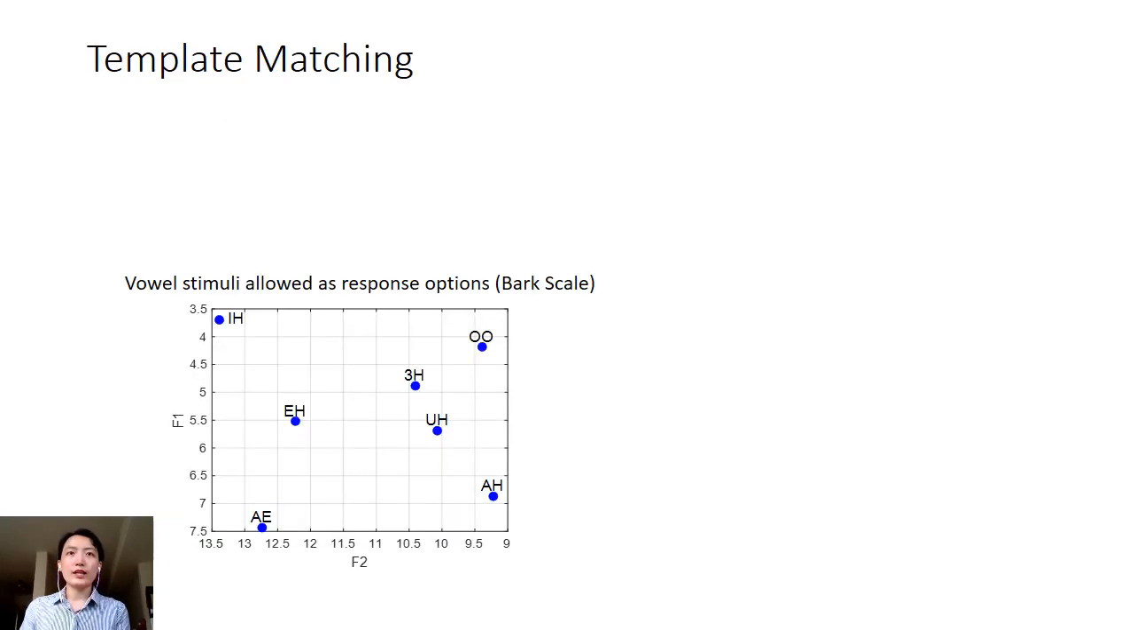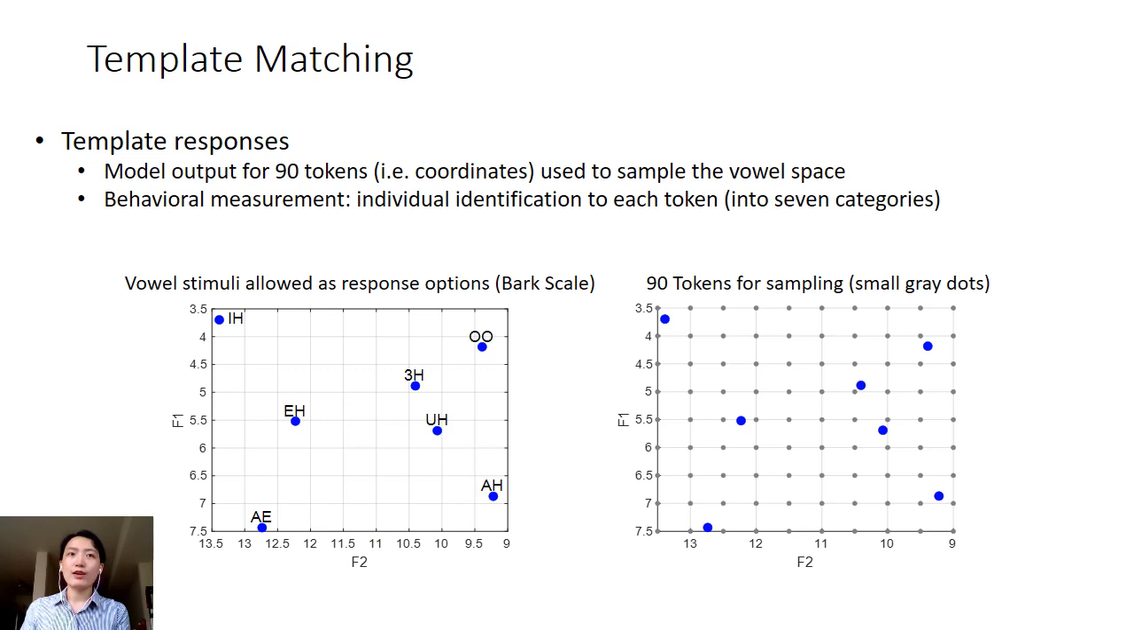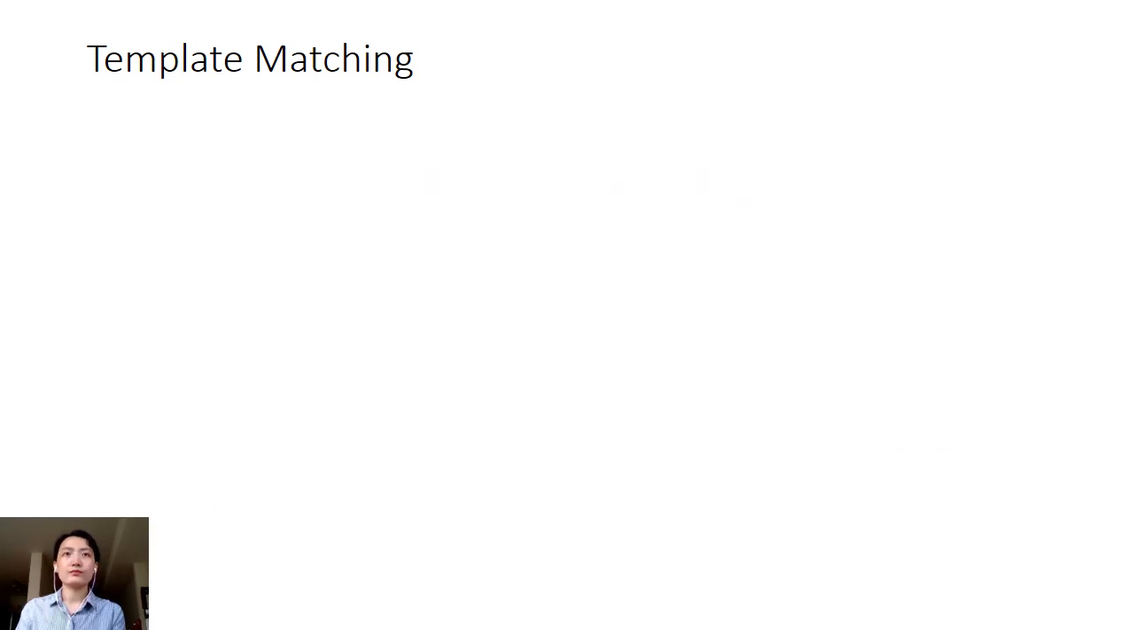I'll use the vowel space again to remind you of the vowel stimuli. For individualized vowel space characterization, we use the 90 tokens, shown here with the small gray dots on the grid, including the ones on the edge. They were used to sample the entire vowel space. Subjects were asked to identify each token as one of the 7 vowel options provided.